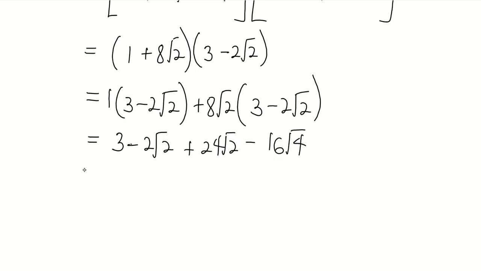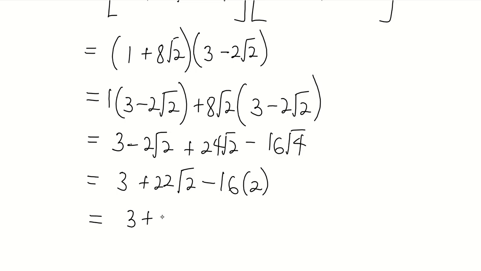root of 4. Now at this point we can see that there are like terms which you can also add, so that is 3. Now minus 2 square root of 2 plus 24 square root of 2, then we get positive 22 square root of 2. So that is 22 square root of 2 because they are like terms, so we added. And then we have 16 square root of 4 is going to give us 2, so we have 2. Now we have 3 and then plus 22 square root of 2. Now 16 times 2 gives us 32, so we have our 32 here.